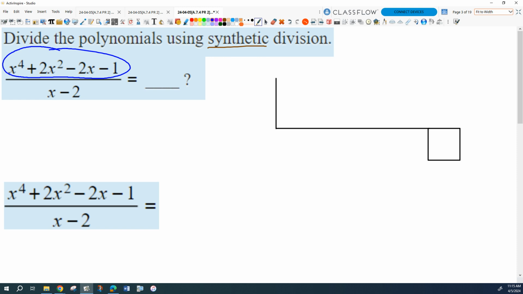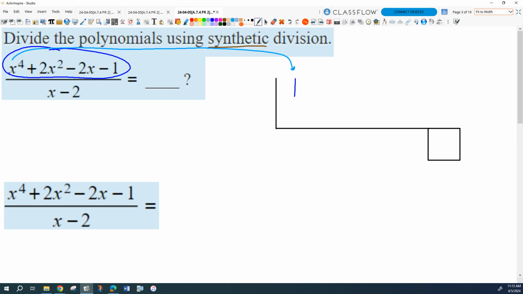In my bracket, I've got room for 2 rows. The top row is going to be the coefficients of the numerator. What's the first one? What's the coefficient of the first term, the biggest power of x? 1, right? It's 1x to the 4th. So I get a 1. And I'll just put a little arrow. So this guy's going right there.